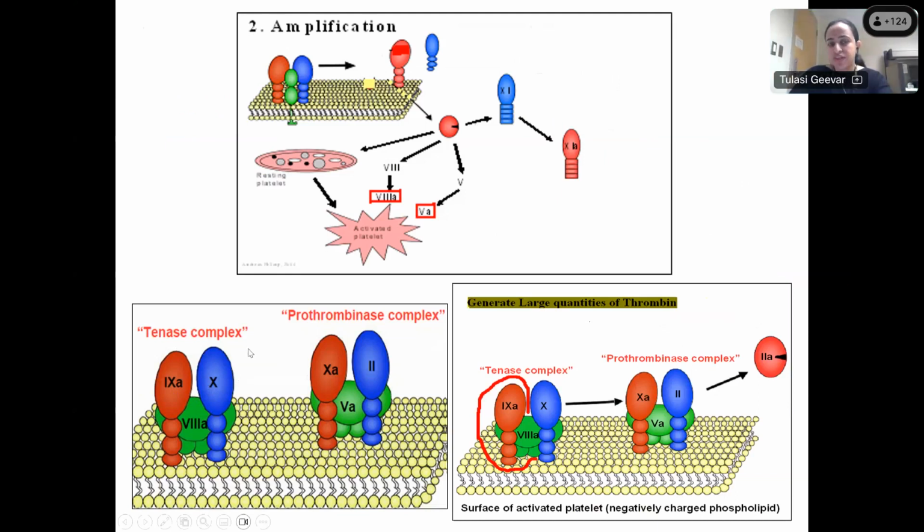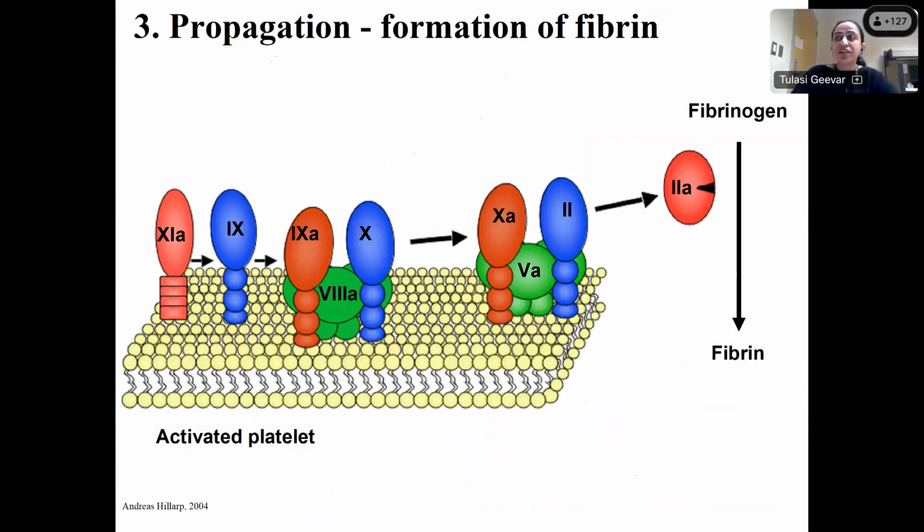Once 10A is activated, it forms the prothrombinase complex, which is formed by the activated 5, activated by thrombin, the 10A, which is activated by the 10A'ase complex, and prothrombin, which leads to conversion of prothrombin to thrombin. This occurs on the surface of an activated platelet. So the amplification step is capable of generating large amounts of thrombin even without the contribution of factor 11.